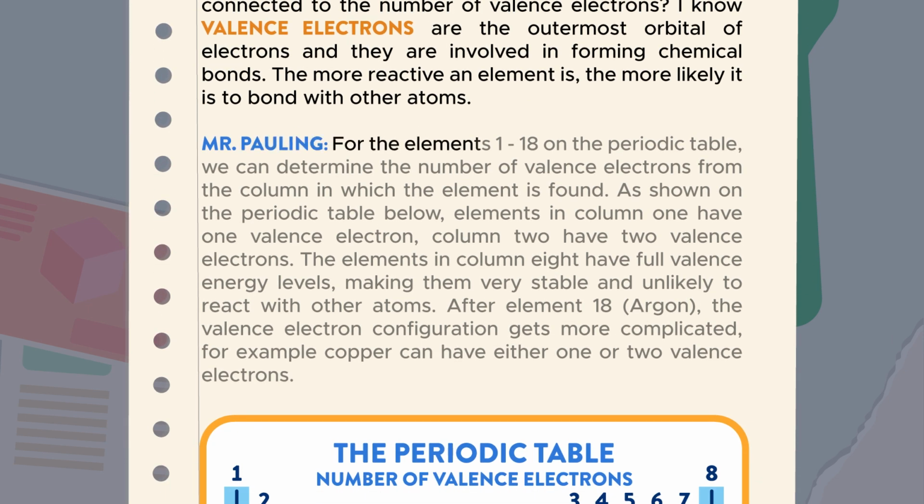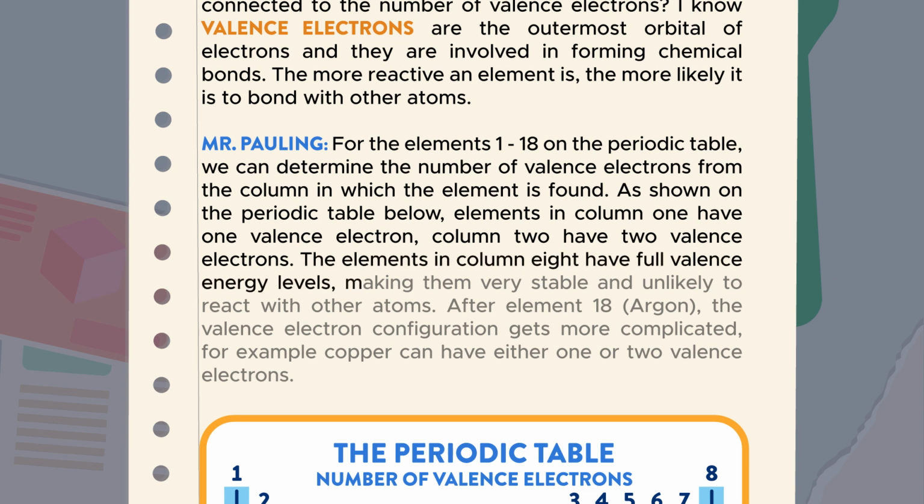For the elements 1 through 18 on the periodic table, we can determine the number of valence electrons from the column in which the element is found. As shown on the periodic table below, elements in column 1 have 1 valence electron. Column 2 have 2 valence electrons. The elements in column 8 have full valence energy levels, making them very stable and unlikely to react with other atoms.